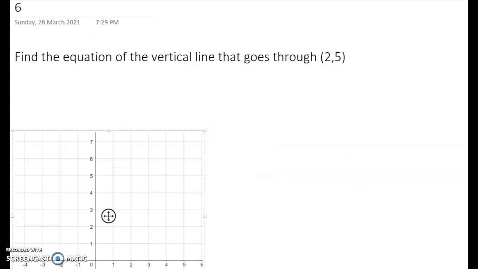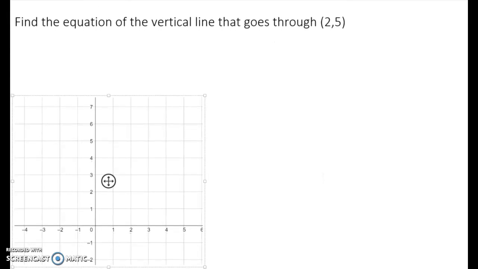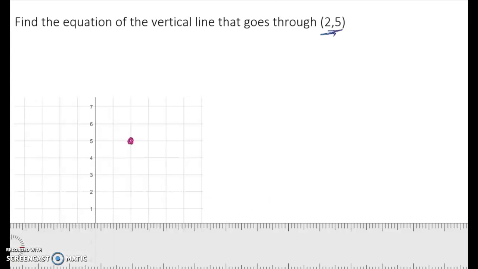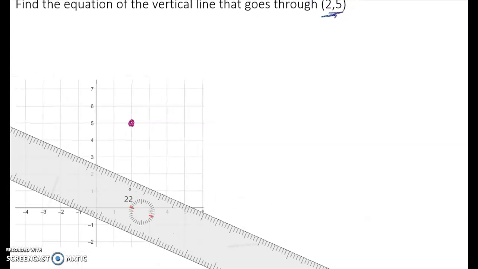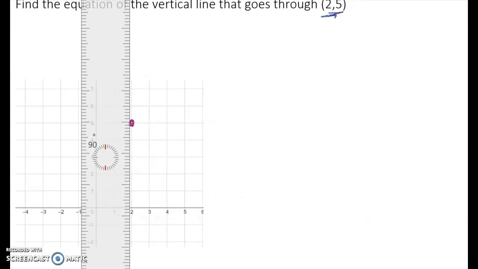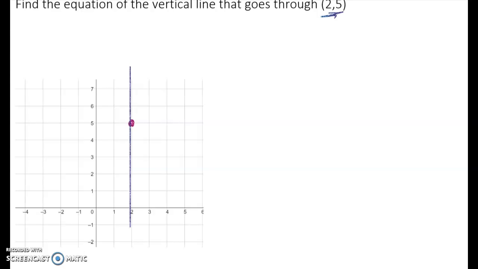Let's look at the last one for a vertical line. Vertical line through the point 2, 5. So let's plot that. There's 2, 5. So it's a vertical line. Here it is here. And it's all of the points that have an x coordinate of 2.